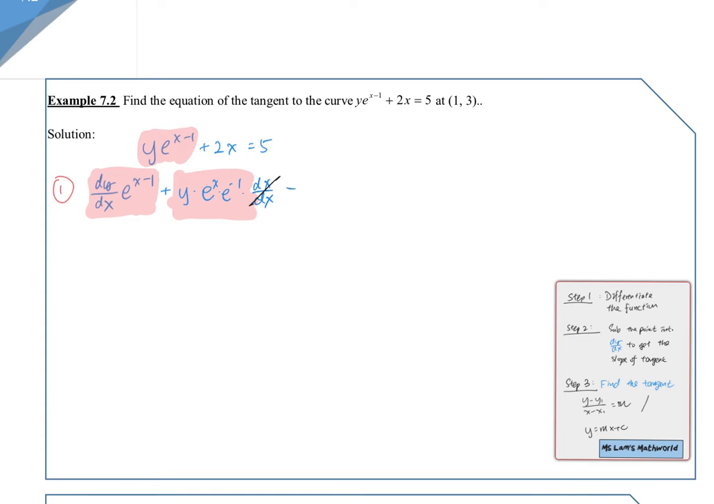And then add the 2 times x differentiate x, right? So we differentiate x with respect to x. So this one is 0. So that means you get 2. 2 times 1 equals 2, right? So the middle one is e to the power x minus 1 times y.